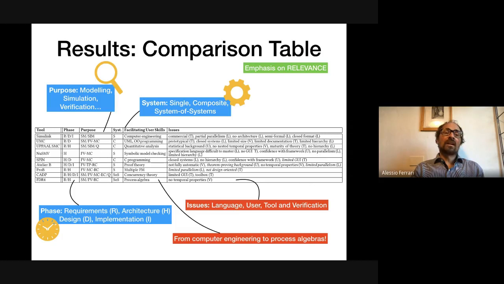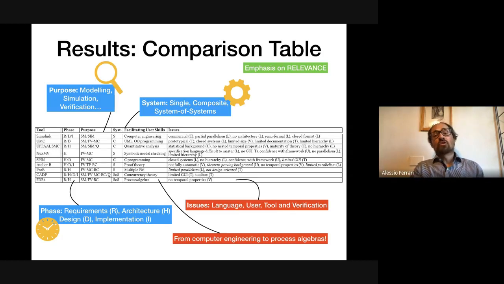For example, you see that there is a column for the purpose, whether it's modeling, simulation, or verification, and the phase, for example, because a tool is more appropriate for prototyping, so more appropriate for the requirements phase, and another tool has powerful code generation capabilities, so is more appropriate for the implementation. Here, the emphasis is on relevance, so we are not focusing on all the capabilities of a certain tool, but the ones that are the strong point of that specific tool.